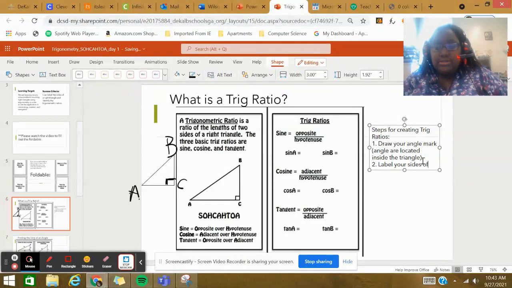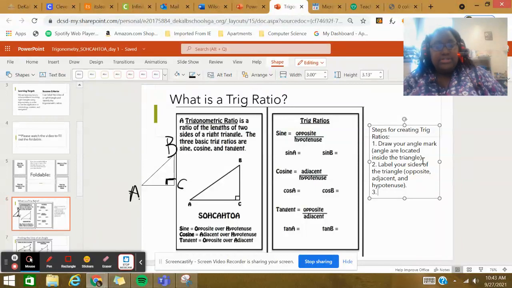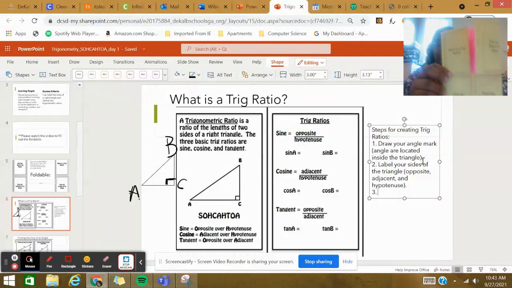Step two, then you want to do what we just did before this lesson, which is label the sides of the triangle. Remember that to label it, you have to use opposite, adjacent, and the hypotenuse. And then the final step, which is step three, and again, you can put this on the back of your foldable. On your foldable, you won't have any writing on the back of it. So on the back, you can literally write these steps for creating trig ratios.